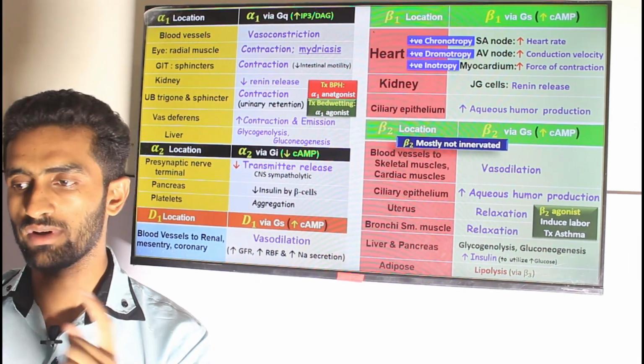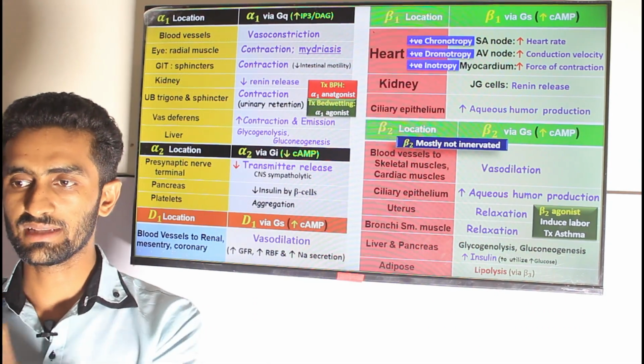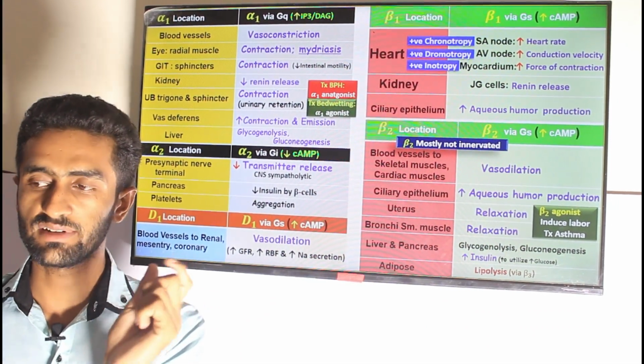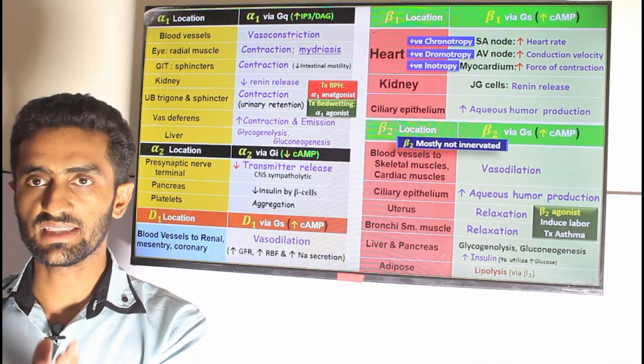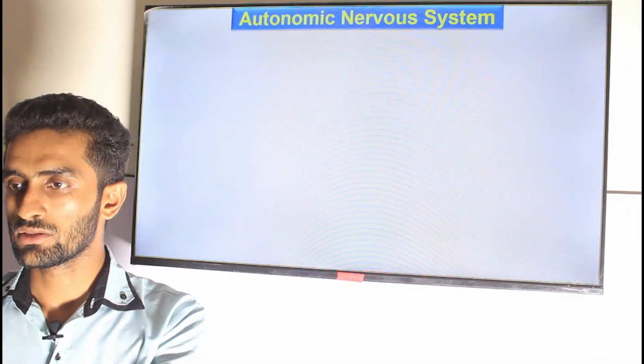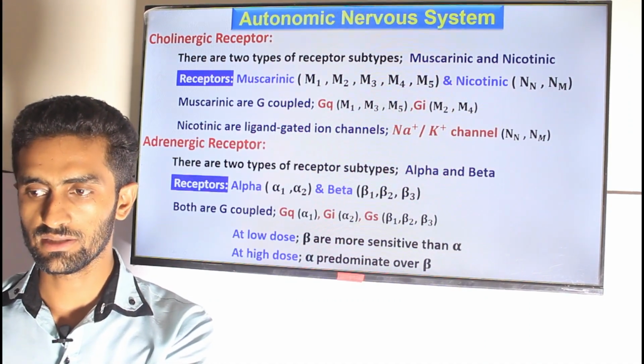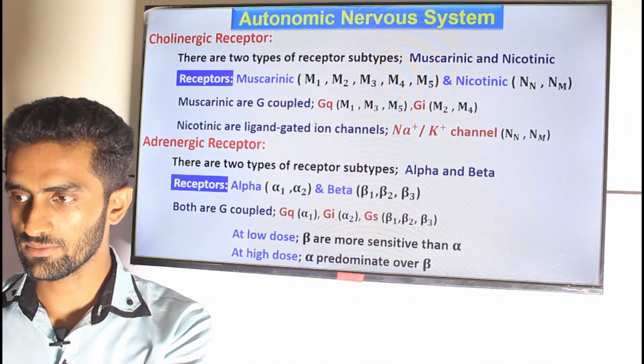Because your whole autonomic pharmacology relies on this table. Adrenergic relies on this table, and the cholinergic on the last one, which we have discussed regarding the location and the action of the receptor. The same summary we already discussed, cholinergic and adrenergic. So just a summarizing point.